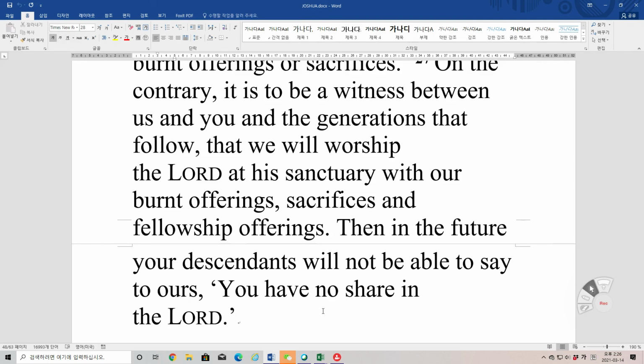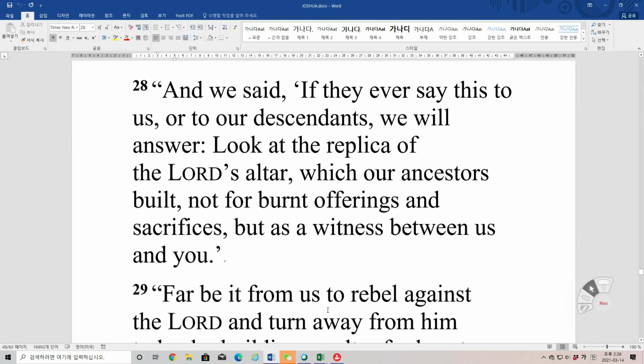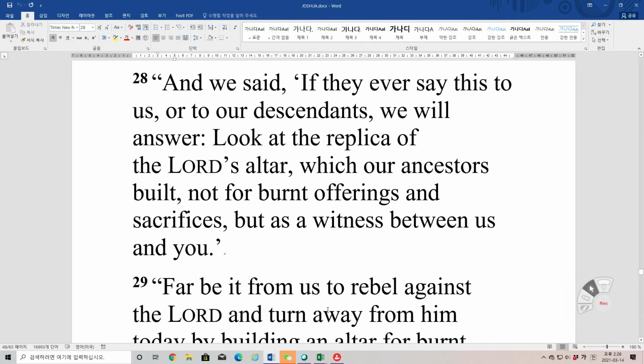Then in the future your descendants will not be able to say to ours, 'You have no share in the Lord.' And we said, if they ever say this to us or to our descendants, we will answer, 'Look at the replica of the Lord's altar, which our ancestors built, not for burnt offerings and sacrifices, but as a witness between us and you.'